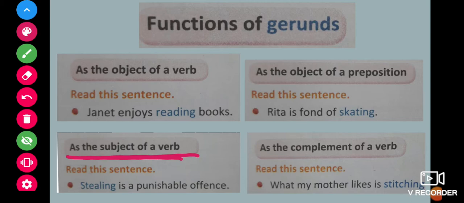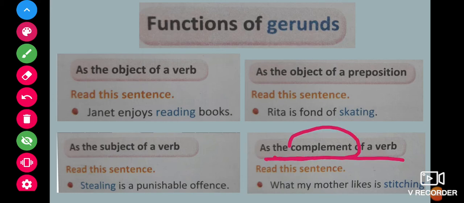Gerunds also act as the subject of a verb. In this sentence, stealing is a punishable offense. Stealing is the subject. Is is the be form of the verb, and here because stealing has ing and it is also the subject, this gerund acts as the subject of a verb.